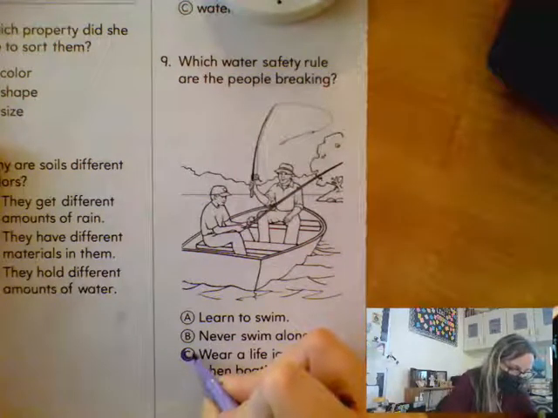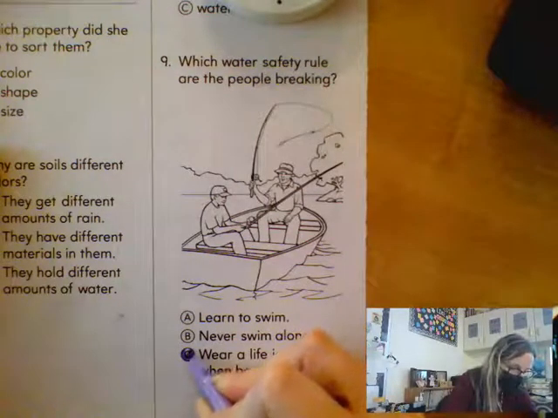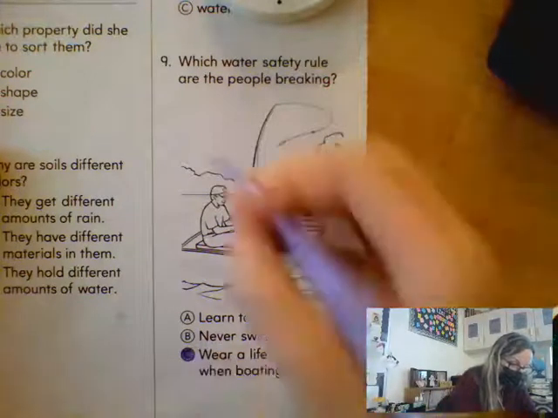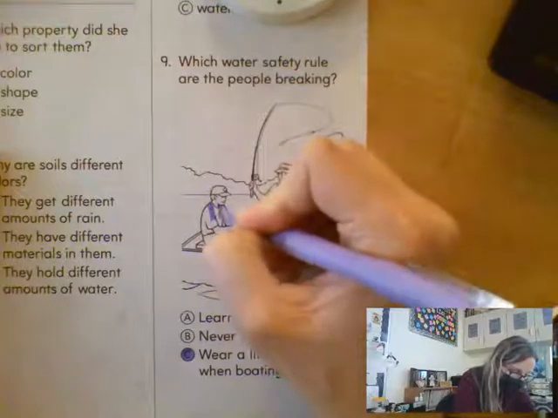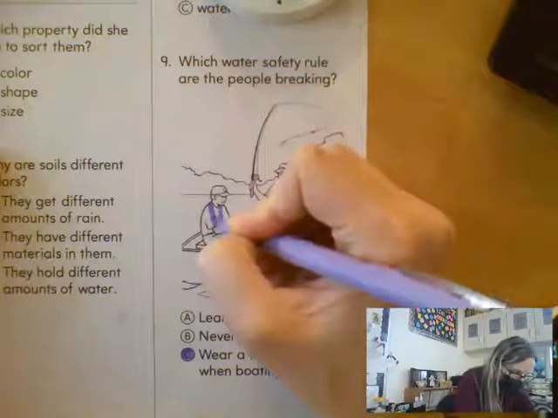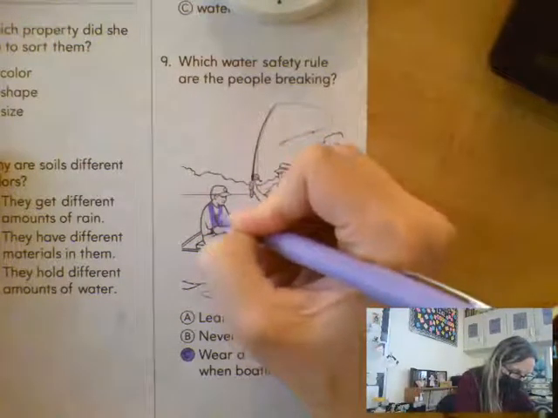Number C. And I'm going to go ahead because it makes me so nervous seeing them not wearing life jackets. I'm going to draw life jackets on them. Because I think everybody in a boat should wear a life jacket.